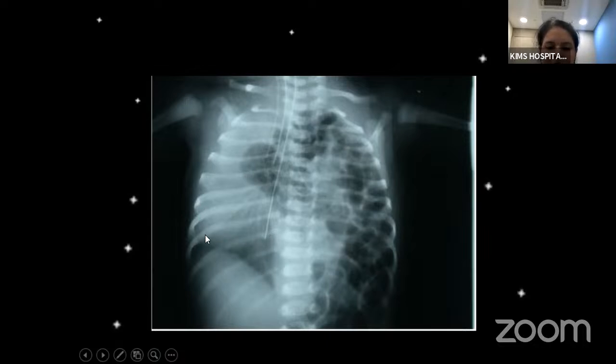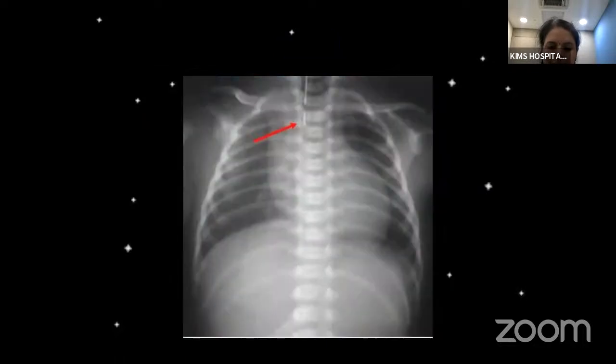The contralateral lung is also significantly hypoplastic because the cardiac shadow itself is displaced into the right side of the chest. So this is congenital diaphragmatic hernia involving the left side, the typical Bochdalek type of congenital diaphragmatic hernia.